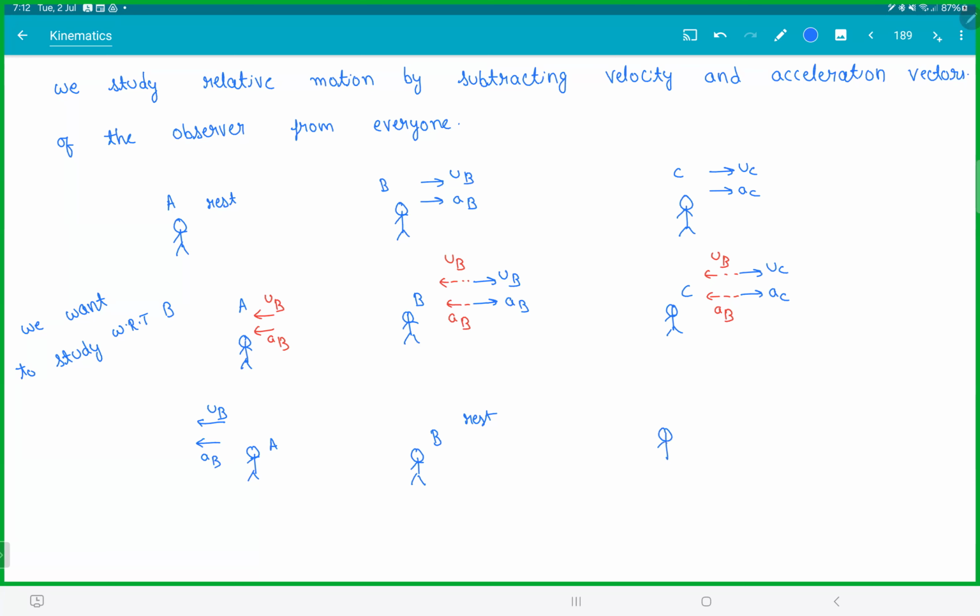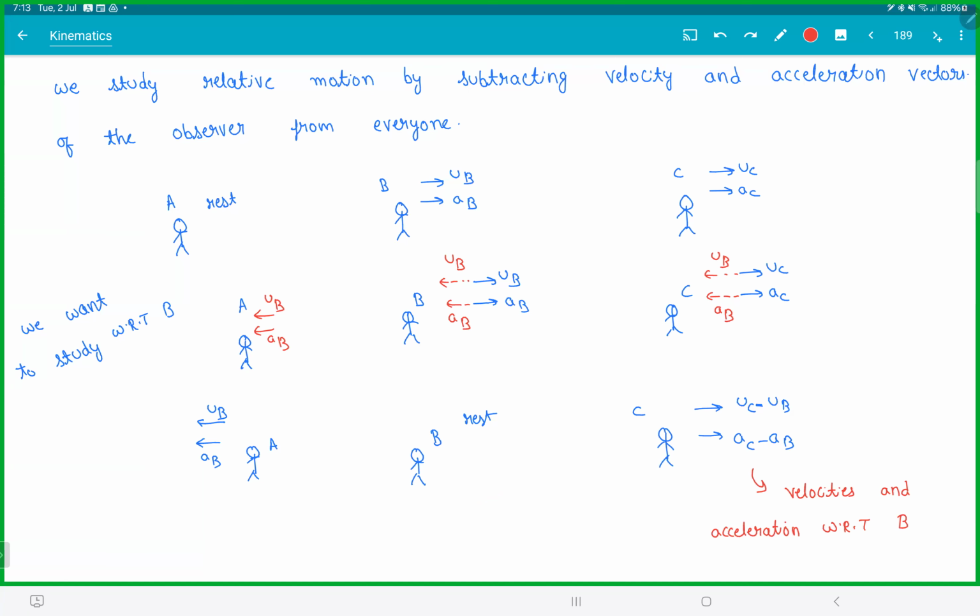And this person C is going forward with UC minus UB and acceleration AC minus AB. This is what B thinks about A and C now. So these are the velocities and accelerations with respect to B. This is exactly the same thing as shifting of origin. You take B's velocity and B's acceleration, subtract from everyone. So B will come to rest. So he is your new origin or new ground frame, and everyone else's speeds and accelerations have changed.